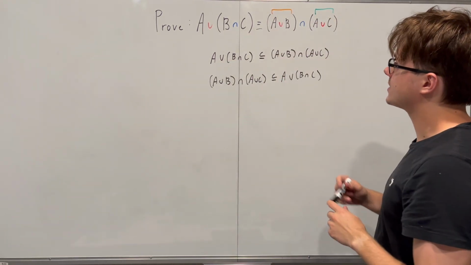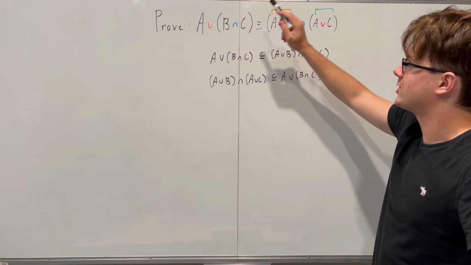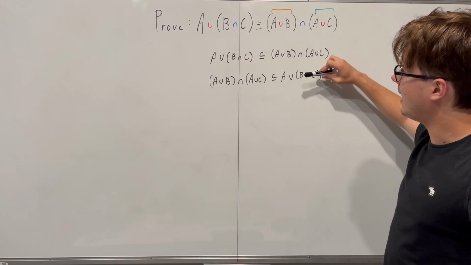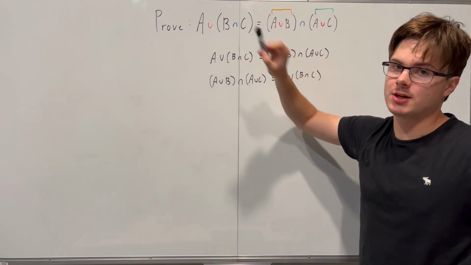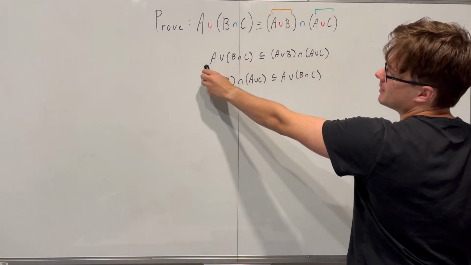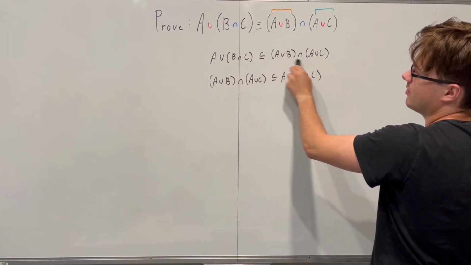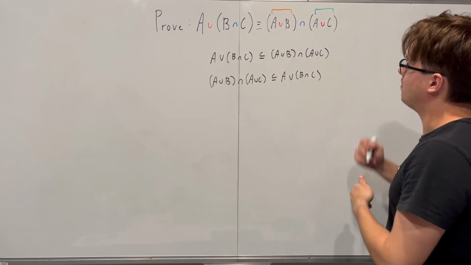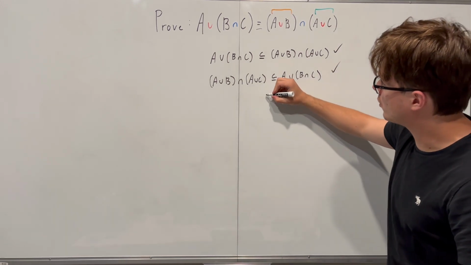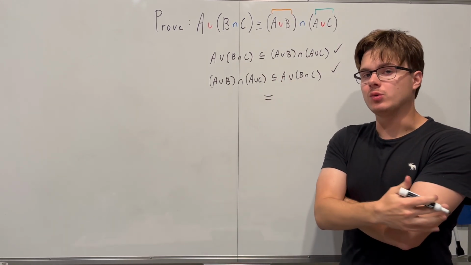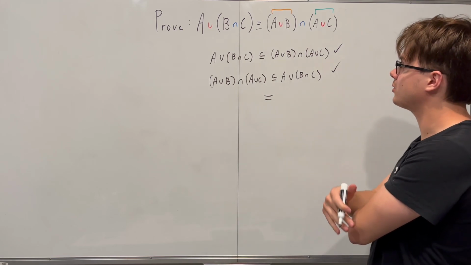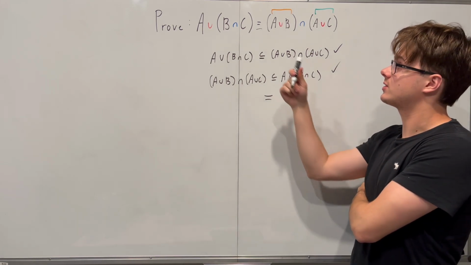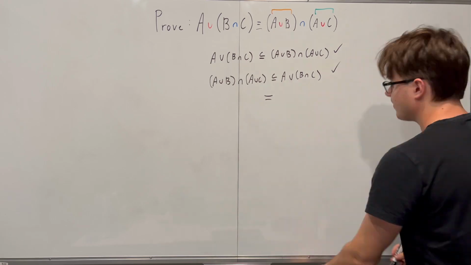So this means that the left-hand side has to be a subset of the right-hand side, and the right-hand side has to be a subset of the left-hand side. Every element in this set must be in this set, and every element in this set must be in this set. So both of these have to be true in order for them to be equal to each other. So that's going to be the two cases we have to prove in our proof to show that this relationship is going to be true.